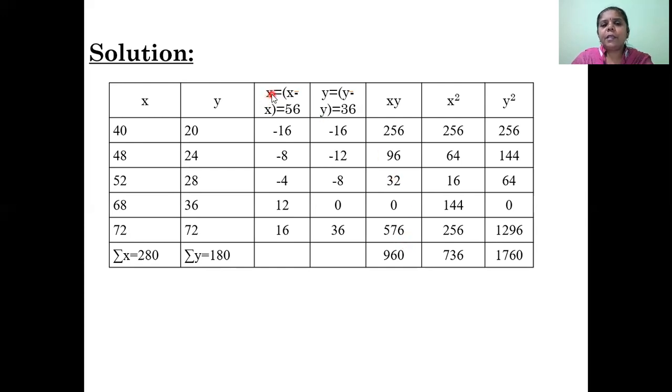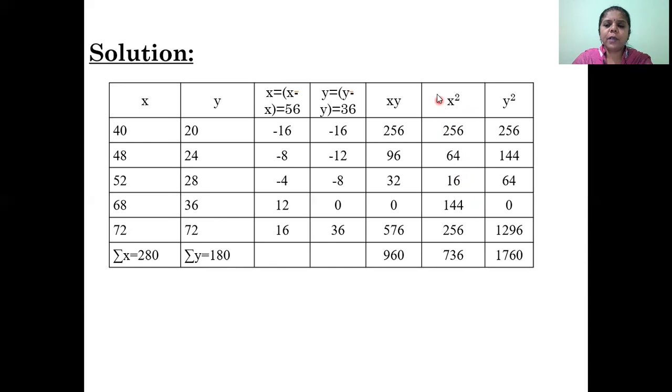x is equal to x minus x mean, we found that. So what do we do with x? We have to change it to x square. See here, square: 16 into 16, 256. 8 into 8, 64. 4 into 4, 16. 12 into 12, 144. 16 into 16, 256. Like that you have to compute x square.